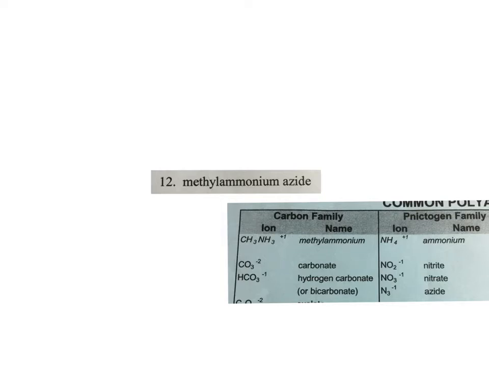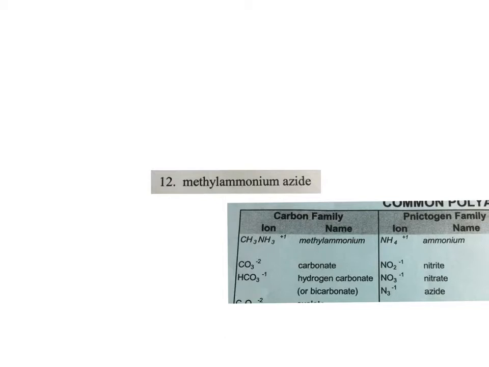Hey, this is Overlord's Chem class, and we're going to be doing the 6-9 worksheet, level 2 problems, and we're going to be looking at number 12. Number 12 is asking us to take the chemical name of a formula and turn it into the formula that uses the element symbols and the subscripts.